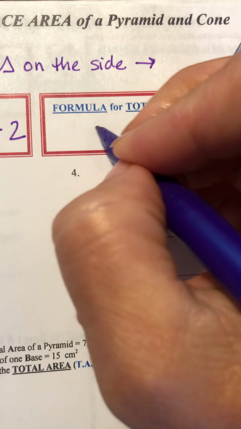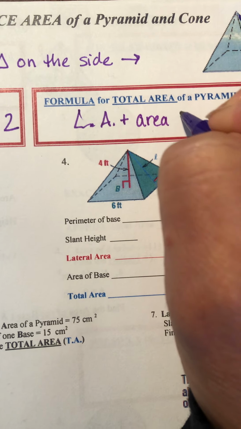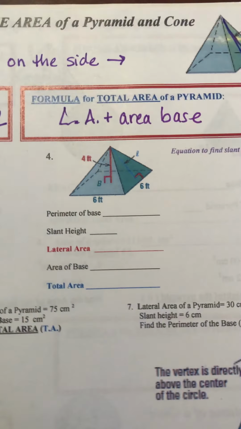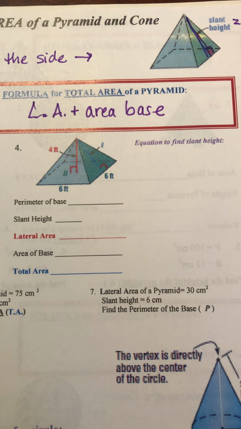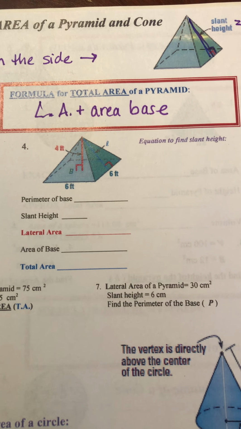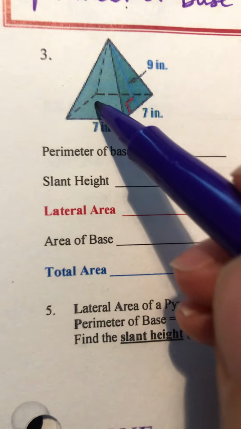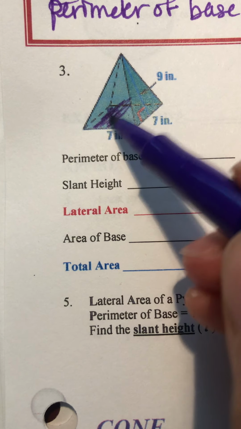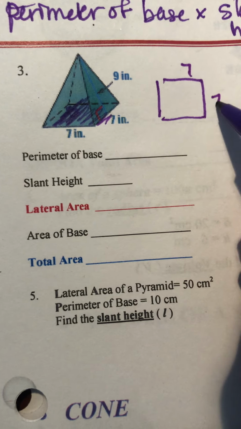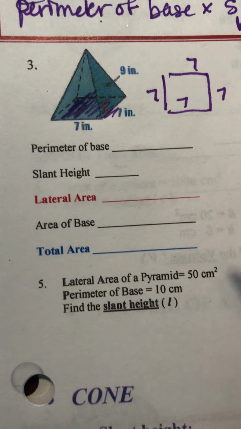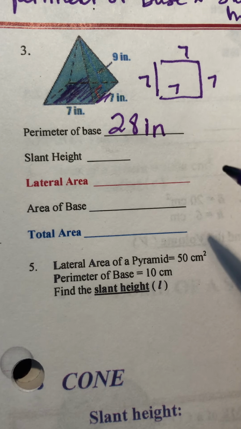When we do the total area, we'll take what we got for the lateral area and we'll add on the area of the base. But the nice thing is, because we only have one base, we don't have to do it 2 times. So we don't have to multiply by 2. We just add on the area of the base 1 time. So here's our first pyramid, and you'll notice that the pyramids that we do are pretty much going to have square bases. Every once in a while we'd have a rectangle base, but most of the time we've got a square base.